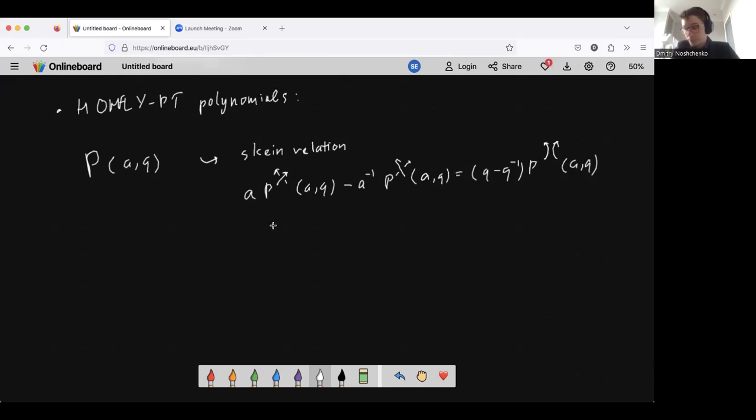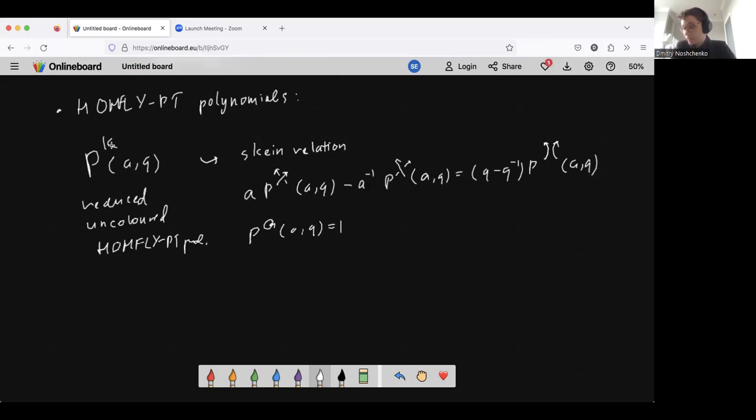And the initial condition: for the unknot, this is equal to 1. This is called the reduced uncolored HOMFLY-PT. And here we have some knot K.